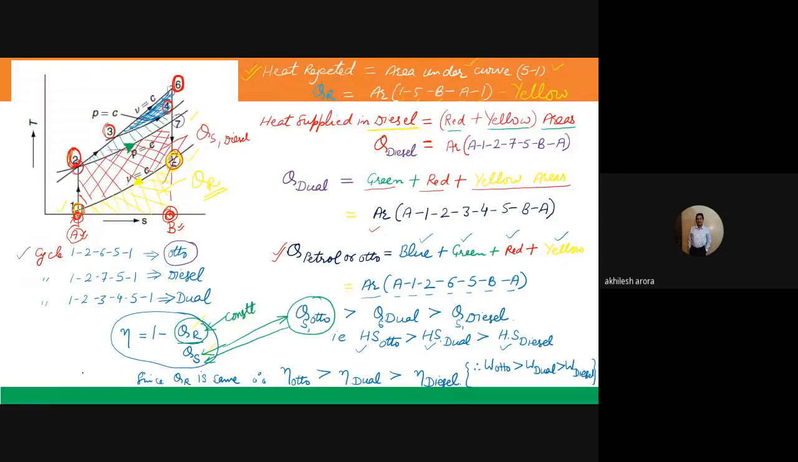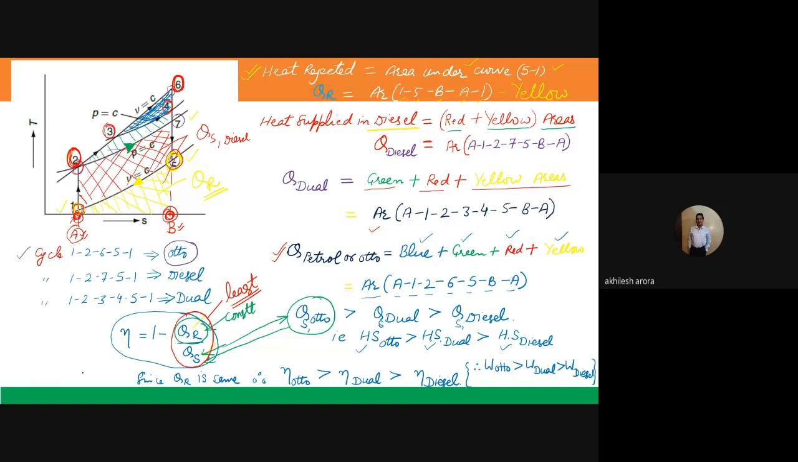Now, the value of QS is highest in case of Otto cycle. So this expression, QR divided by QS, will be least in case of Otto cycle, because the heat supplied in case of Otto cycle is maximum. So 1 minus the least value will give the maximum efficiency. That is why the efficiency for the Otto cycle will be highest.